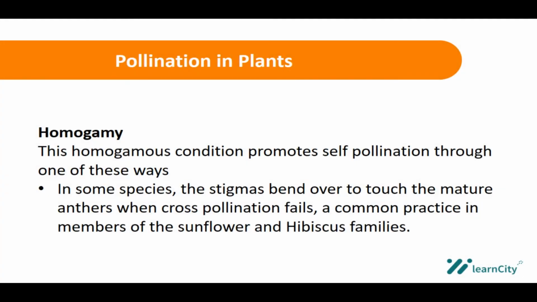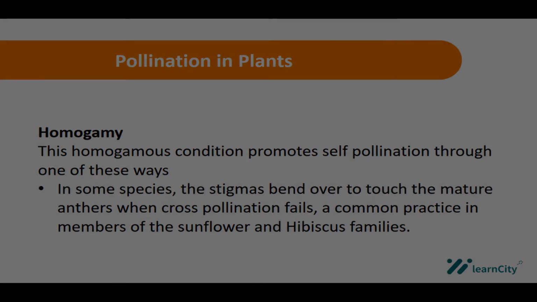Also, in some other species, the stigmas bend over to touch the mature anthers when cross-pollination fails. So the stigma will bend over to touch the mature anthers if cross-pollination fails. That's a common practice in members of the sunflower and hibiscus families.